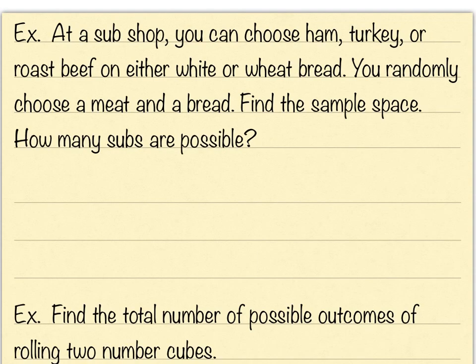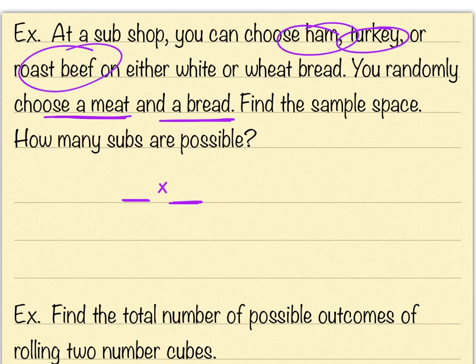This question says, at a sub shop, you can choose ham, turkey, or roast beef on either white or wheat bread. You randomly choose a meat, and then you choose a bread. So you choose a meat, there's your first choice, and then you choose a bread, there's your second choice. So I have 2 different choices that I'm making, and I'm going to multiply them together. Now, for the meats, there's ham, turkey, and roast beef. There's 3 different types of meats. For the breads, there's white bread or wheat bread. So there's 2 different choices for bread. And that's going to give me 6 total possibilities.